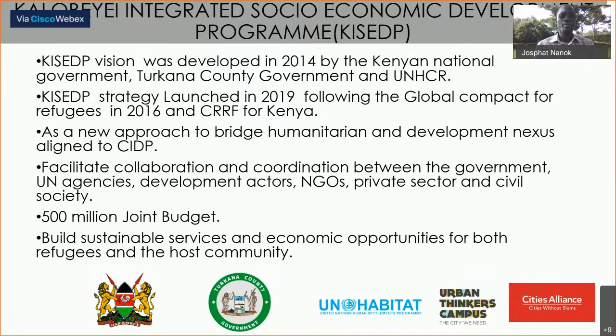We launched KISEDP sometime in 2019, and the various partners are playing a very big role. Critical to this is government goodwill: both the national government and the county governments, plus a whole range of development actors, have conjoined to ensure that this program is implemented. There's a budget of $500 million for this 15-year program, and the aim is to build sustainable services and economic opportunities for both communities, the refugees and host communities. Move on.